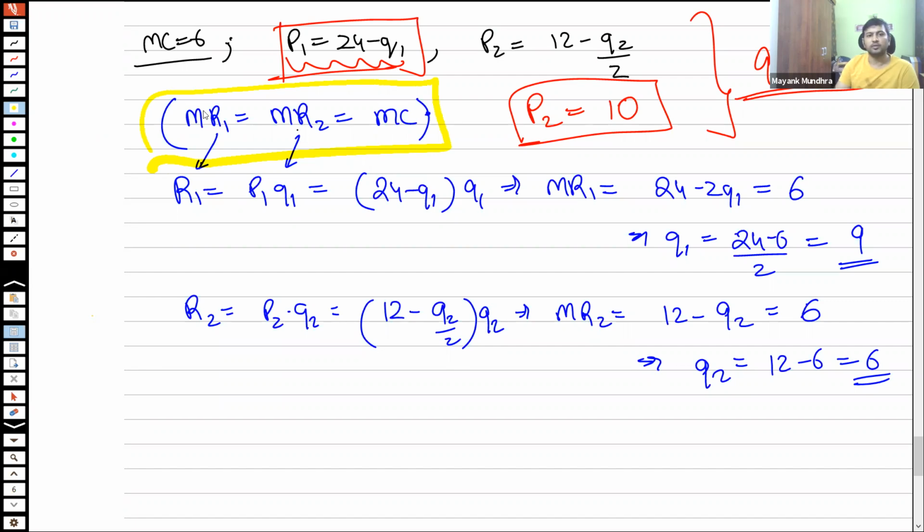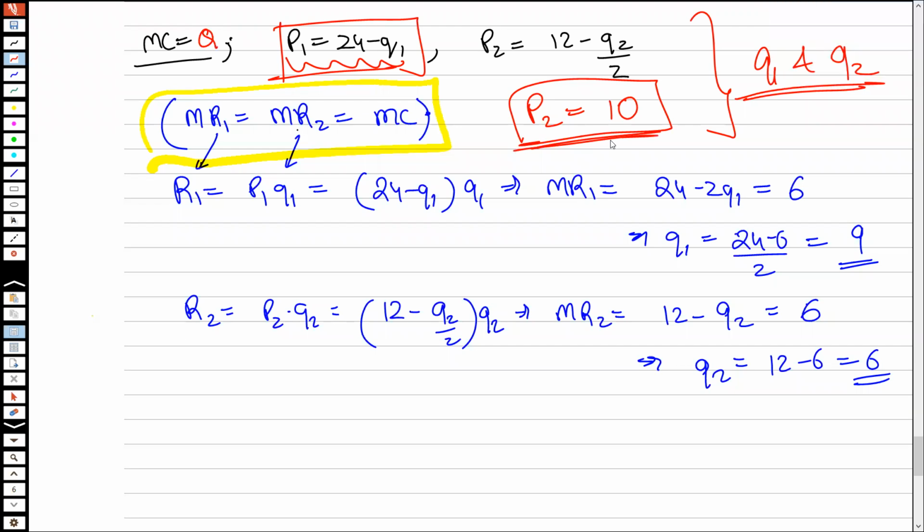Oh, sorry, I forgot to change this. Marginal cost is capital Q, by the way. Sorry. Yeah, marginal cost is capital Q. P1 is 24 minus Q1 and P2 is 10. So he will produce up to Q1 equaling 14.